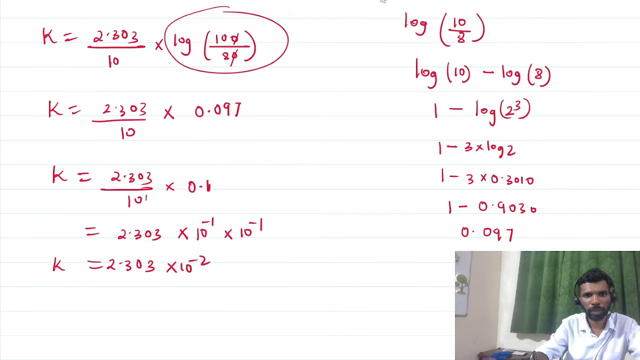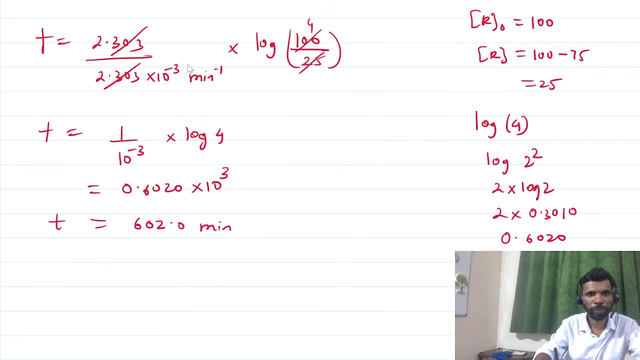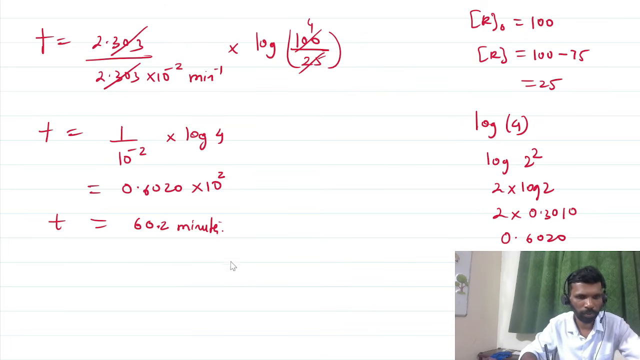One minute, I think, yeah, it is 10 raised to minus 2. I just made a mistake, sorry. This is 10 raised to minus 2. Here also minus 2. And this will become 10 raised to 2. And this will become 60.2 minutes. So answer is this.